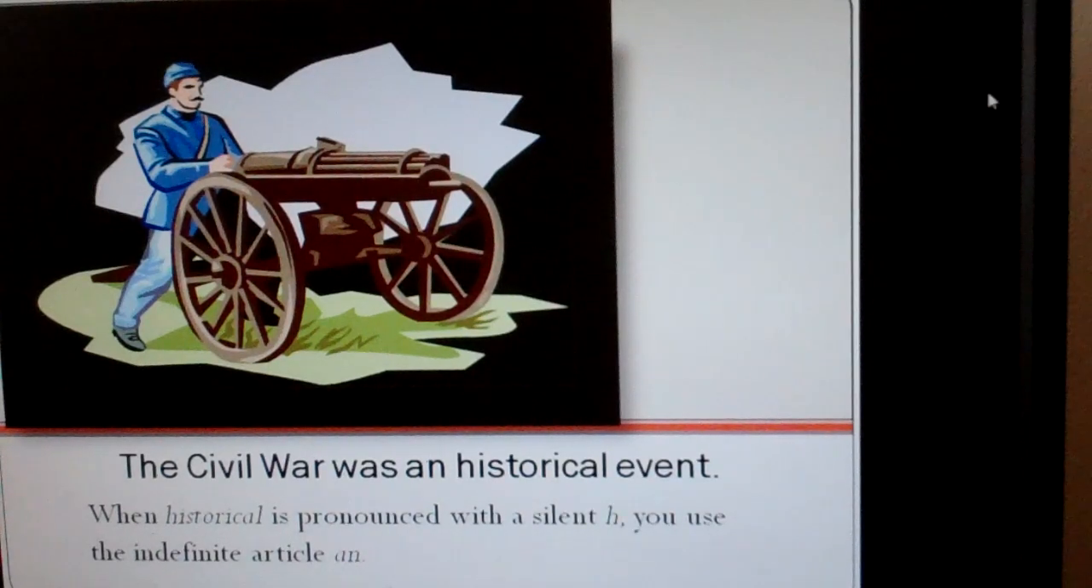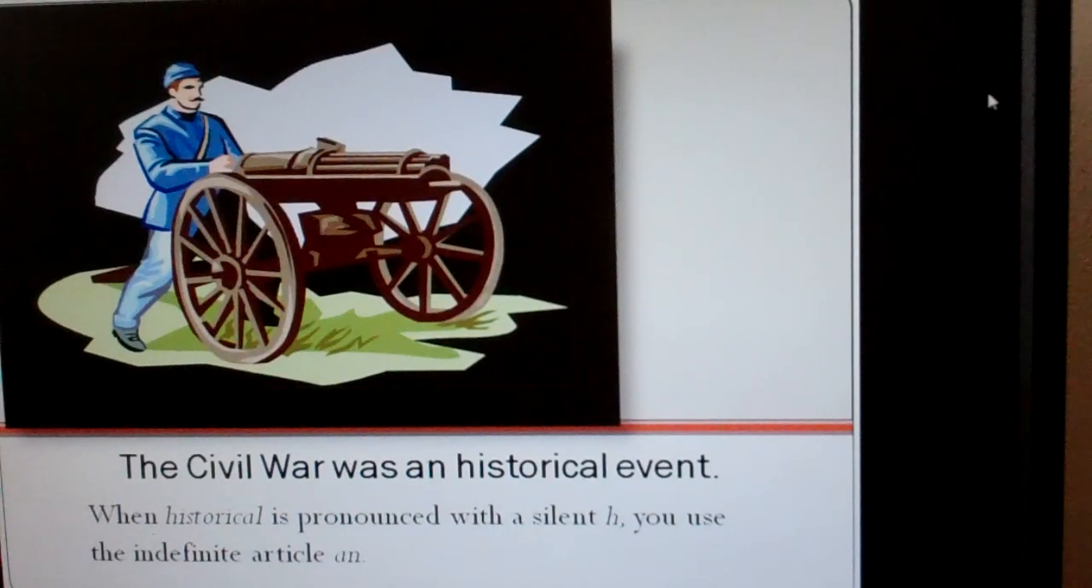If I had said the Civil War was a historical event, historical being pronounced with a heavy ha sound, even if you don't quite hear it, you would use indefinite article a. But in this case, I was going kind of right to the I. The Civil War was an historical event, so we use an because the H was silent.